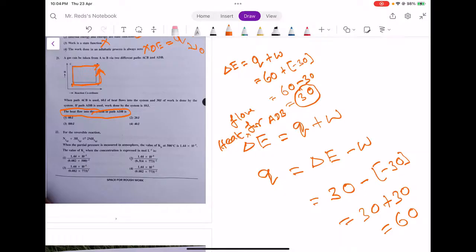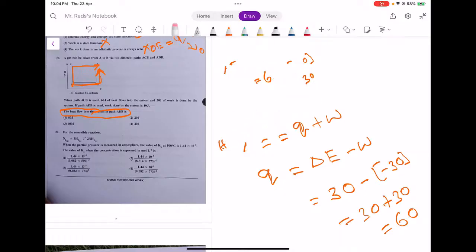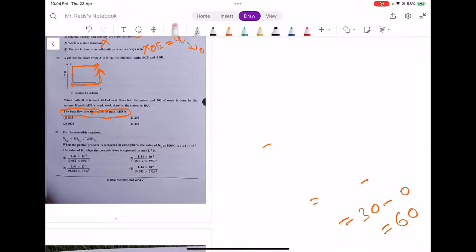Oh, so sorry, students. Okay, there is no option as 60. Sorry, students. Work done is, sorry, students, work done is already given for the AD path: 10 is given.